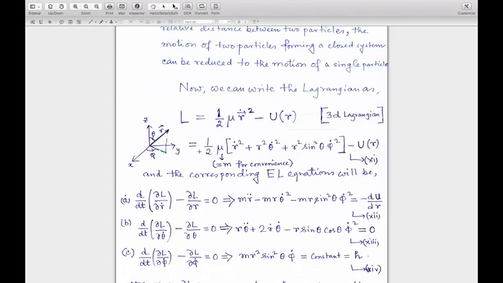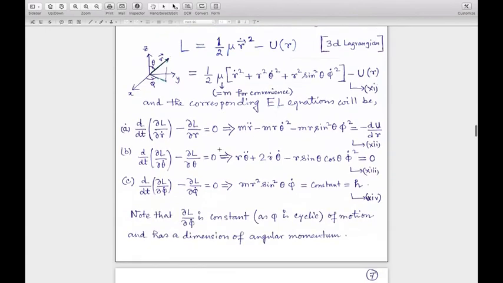That is the Lagrangian. For simplicity, for the rest of the treatment, we will just use small m for mu. Now we should write the corresponding Euler-Lagrange equations. We have three generalized coordinates, r, theta and phi, where r is the distance of the point particle under interest from the origin.